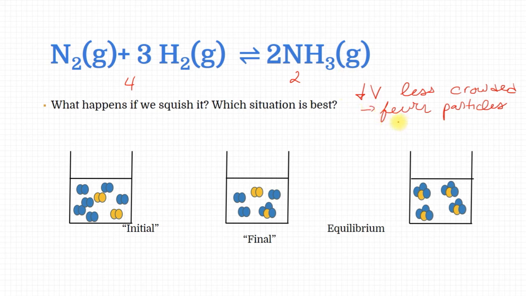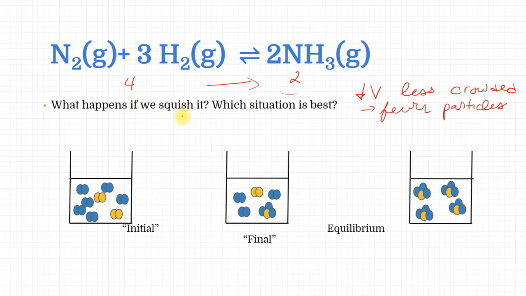Okay, so we're looking for where there's less crowding. That's more comfortable. So in this particular reaction, we have 4 reactants and 2 products. The way that this is written, we could say it's going to shift when we squish it. We decrease the volume. It's going to shift to the right because there are fewer particles on the right, and that's more comfortable.